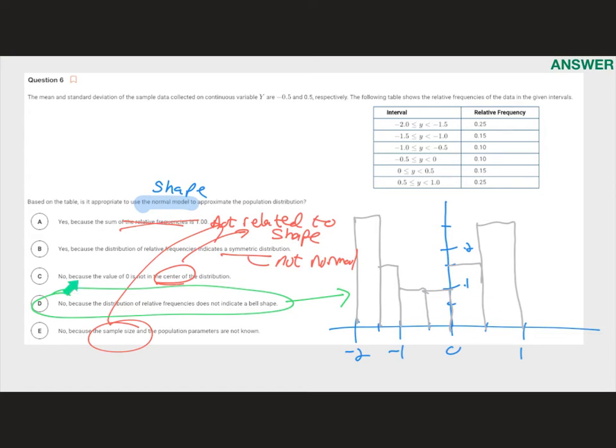Since it asked whether or not the shape was normal, D is the one that makes the most sense because this distribution does not indicate a bell shape. Okay, the other ones are incorrect for a variety of reasons. Some of the relative frequencies equal to 1 has nothing to do with shape. Symmetric doesn't necessarily mean normal. This is symmetric, but that doesn't mean that it's normal. So B is probably the closest wrong answer. And then C, center, and E, sample size, aren't really related to shape, except when using the central limit theorem, and that's not being used here.